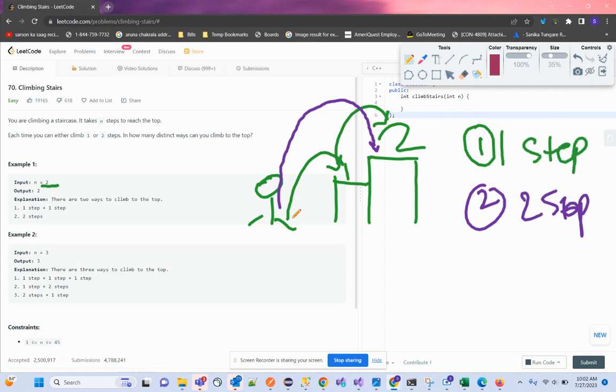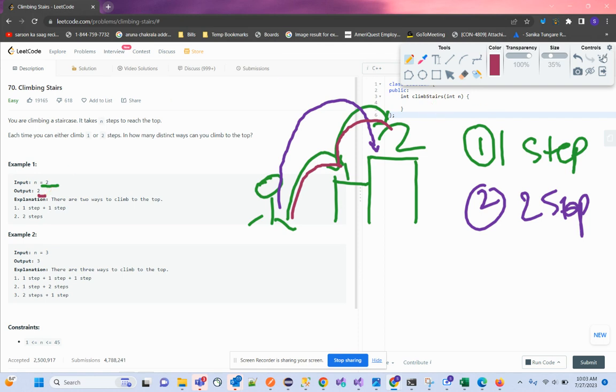That is one step, one step climbing, and next is the purple one, which is directly climbing to the targeted step. So that is the answer: the output is two, because there are two ways to climb two steps.